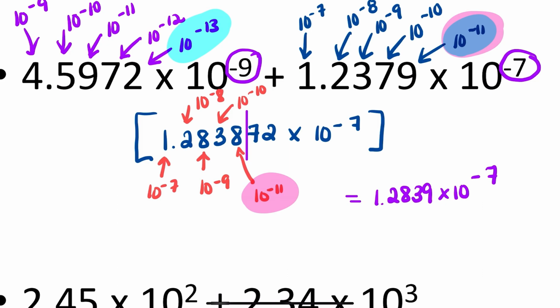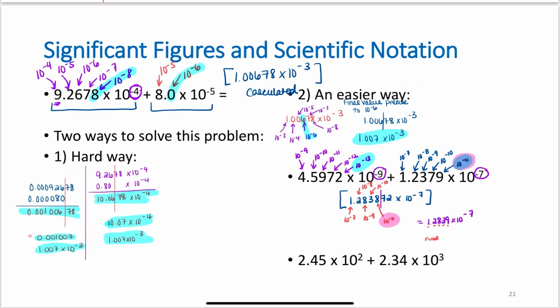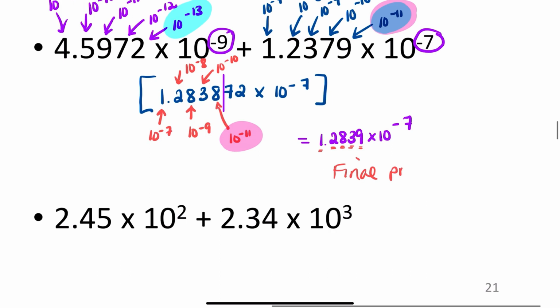I'm then going to check my answer. Negative 7, negative 8, negative 9, negative 10, negative 11. I have the correct answer. My final answer, let me move this so you can actually see it. Oops, wrong button, one second. I apologize. My final answer is precise to the 10 to the negative 11 position.